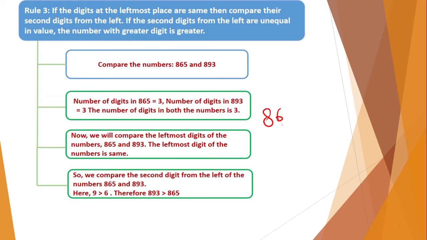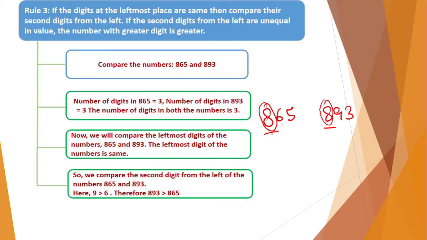The leftmost digit of 865 is 8 and the leftmost digit of 893 is also 8. So 8 and 8 are equal, right? But I can't say that 865 and 893 are equal. They are unequal, right? So if the digits from the left are equal, then we should compare the next digit and go on. We should keep on comparing till we get unequal digits.